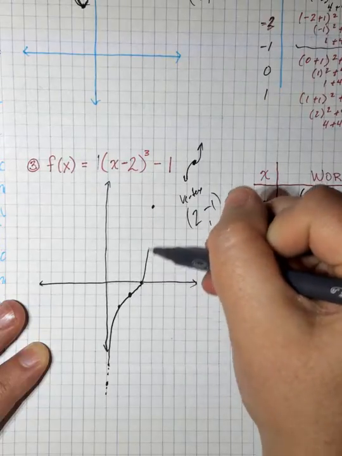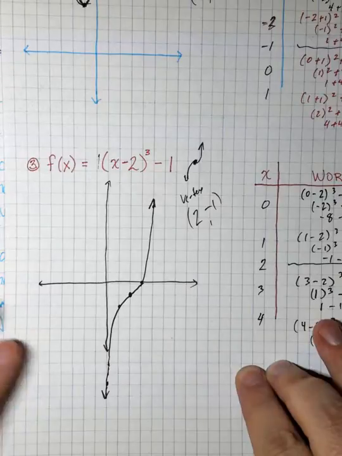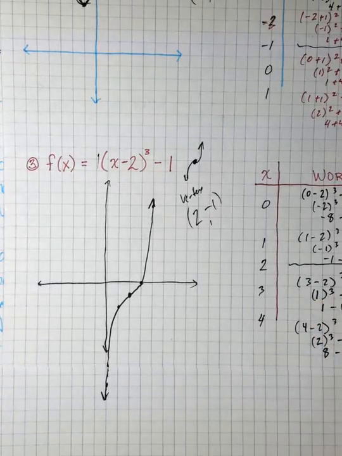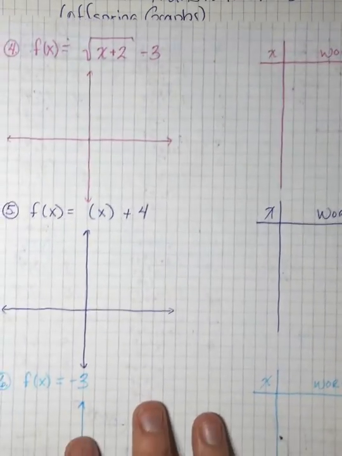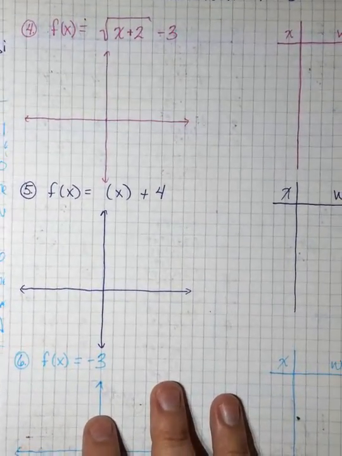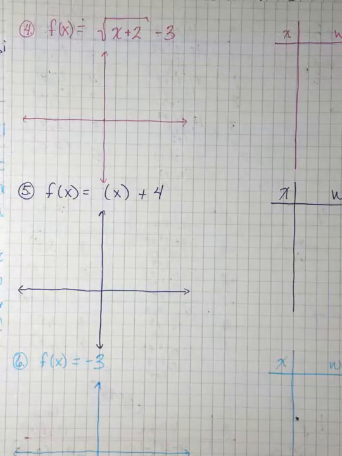So my graph would look like that. Okay? And then I am going to flip this paper over, and we're going to try one more at least. This is the one that a lot of kids find very hard to do because it's a square root problem. And we just kind of have to be careful about what points we use.